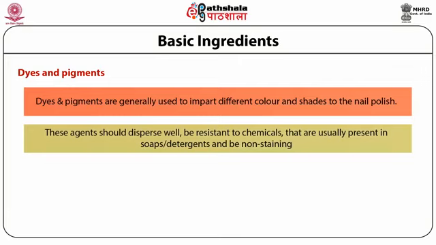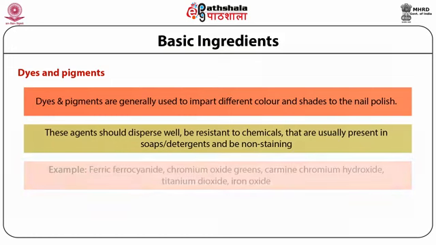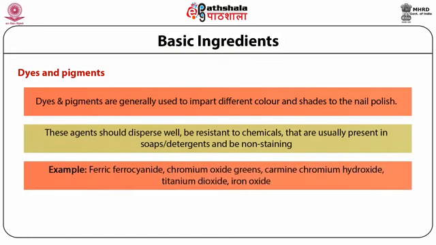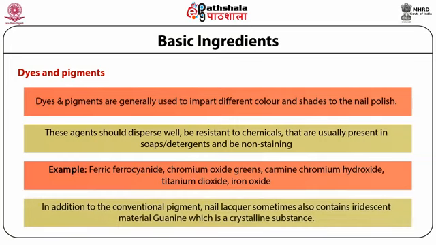Dyes and pigments are generally used to impart different colors and shades to the nail polish. These agents should disperse well, should be resistant to chemicals that are usually present in soaps and detergents, and should be non-staining. Some examples of dyes and pigments include ferric ferrocyanide, chromium oxide greens, carmine, chromium hydroxide, titanium dioxide, and iron oxide.